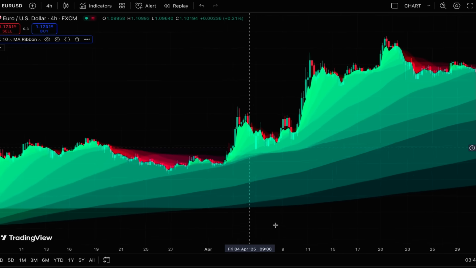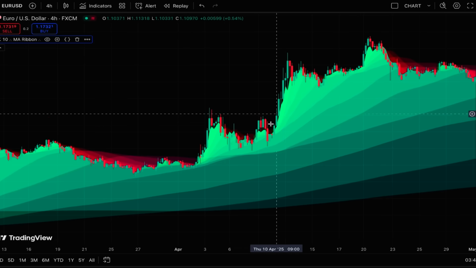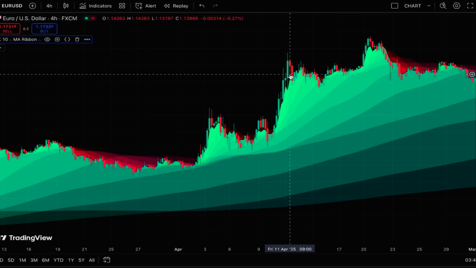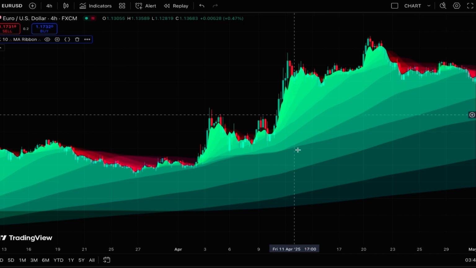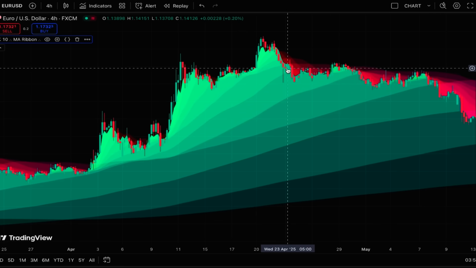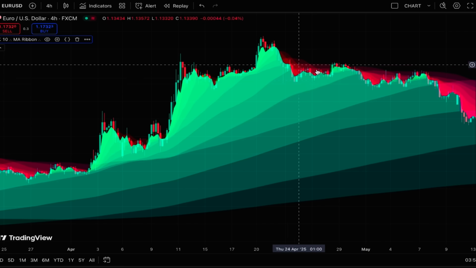So when all of the moving averages are pointing to the same direction, which is when the price is above all the moving averages, it shows that we have a strong upside momentum in the market. And in this situation, we only see green color in different shades, as you can see. But when some of the moving averages show opposite direction, which is when the price starts crossing the moving averages, it shows weakness in the uptrend.